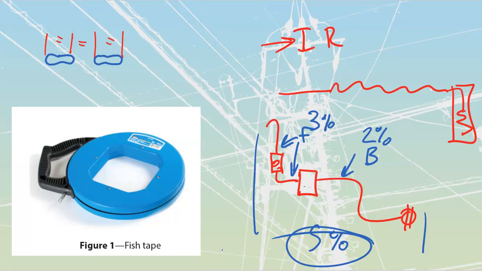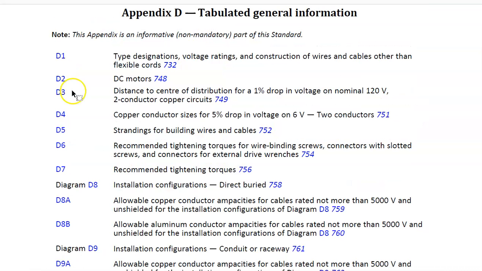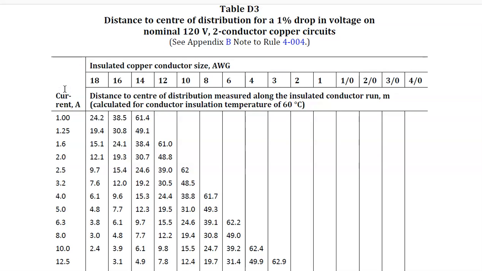Table D3 is where we are going to find how to do our actual branch calculations for these. I'm just going to bring us down to my table D3, and there we are. And what it's going to talk about is distance to center of distribution for a 1% drop in voltage on a nominal 120 volt 2-conductor copper circuit. There is an example laid out, example number 7.